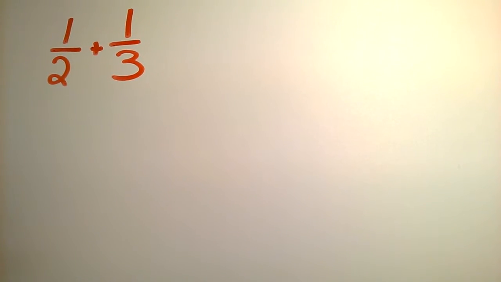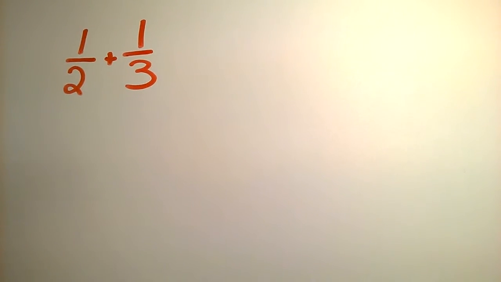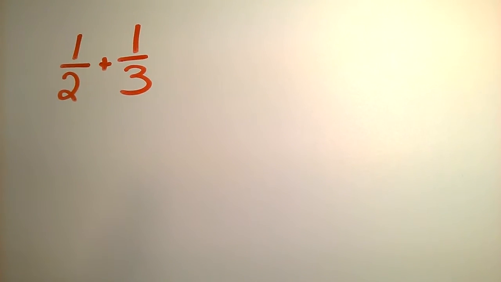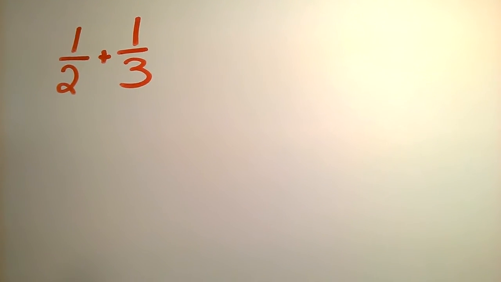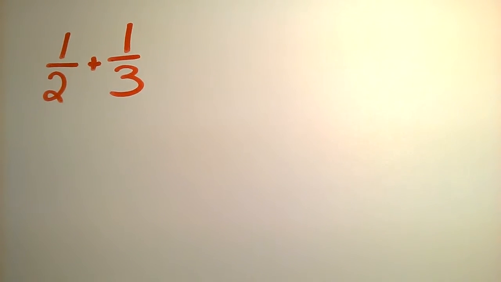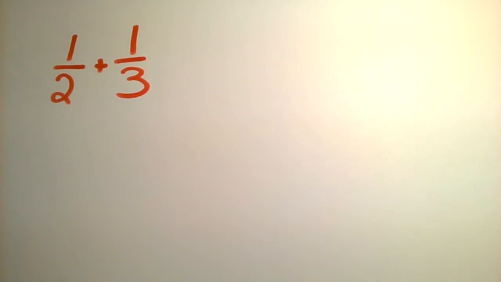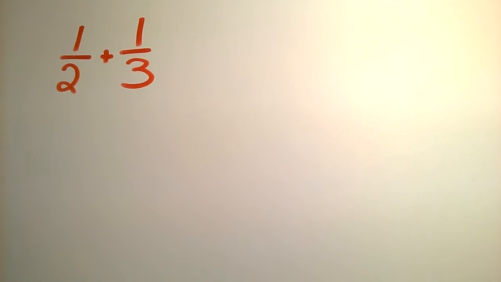Well, how do I start? I do know that I must have common denominators, but otherwise we're just adding two pieces of different wholes. How do I find a common denominator when I've already been dealt two fractions with different denominators, though? Well, we're going to need to adjust our fractions a little bit here. And the first thing that we're going to do is find a least common denominator.